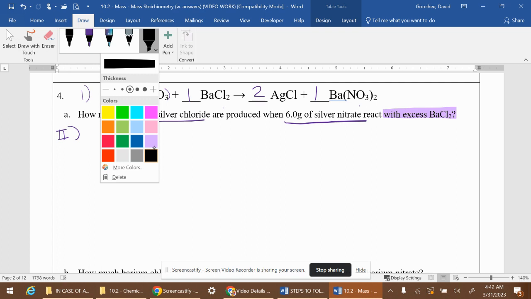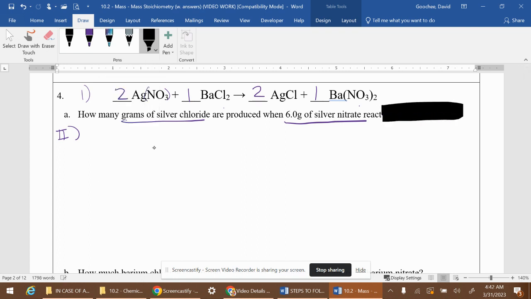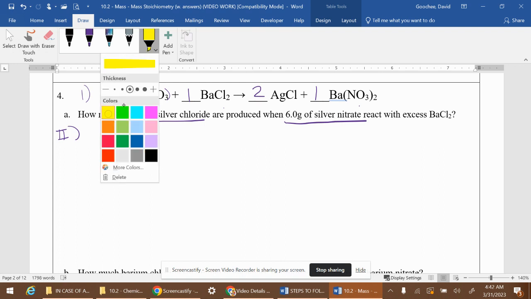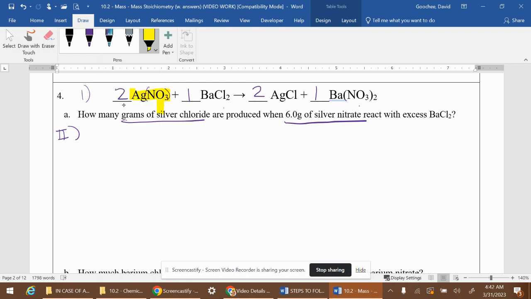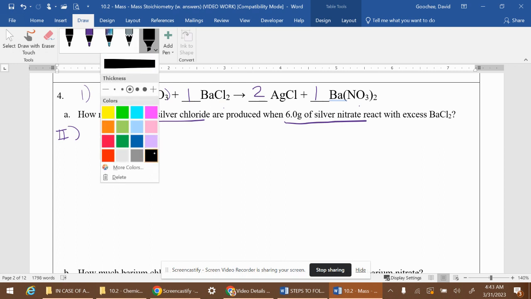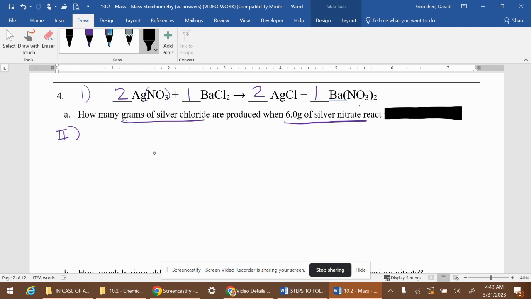For all intents and purposes, guys, you can just ignore this portion of the question. What that portion is about is, when I ask you how many grams of silver chloride you can make from 6 grams of silver nitrate, I'm just telling you that you're not going to run out of this other stuff. It's like the equivalent of me saying, if you have 10 slices of bread, how many peanut butter and jellies can you make, assuming you have more than enough peanut butter and jelly. So for right now, don't worry about this part that says with excess BaCl2 and just focus on the rest of the question. All right?